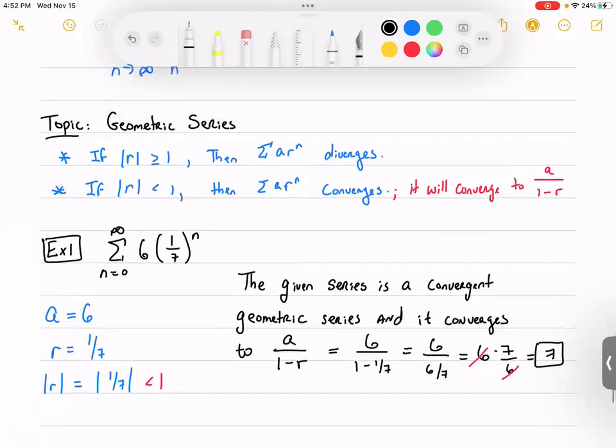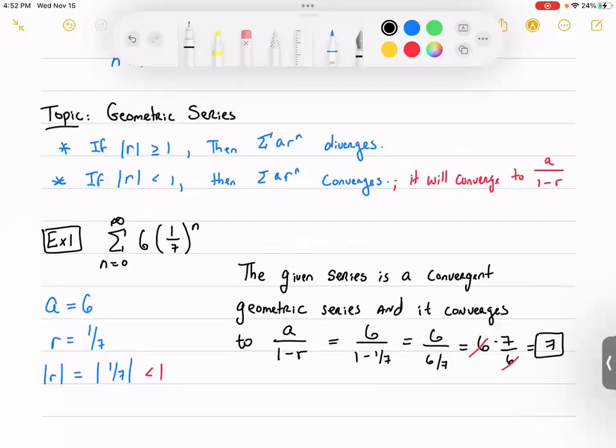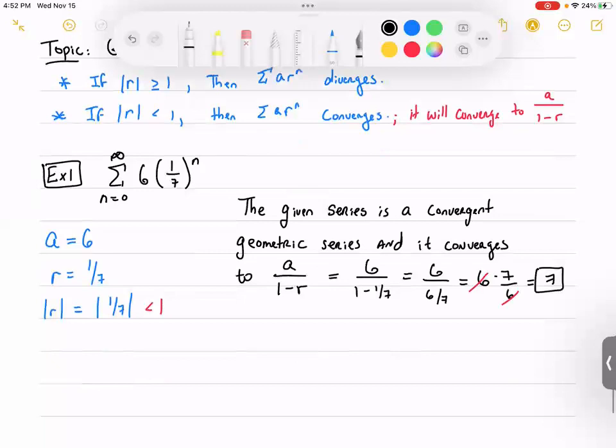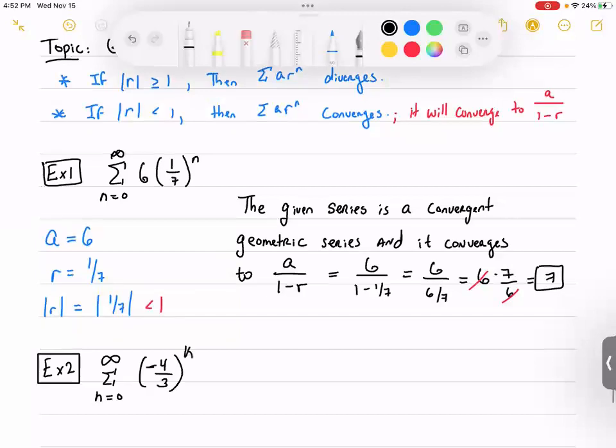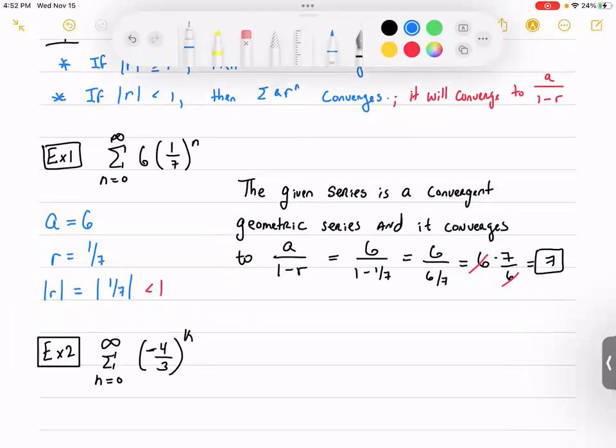Okay, let me just do one more example of this. Let's say now, for example, the series from n equals 0 to infinity of, I don't know, let's just make this negative 4/3 to the k power.